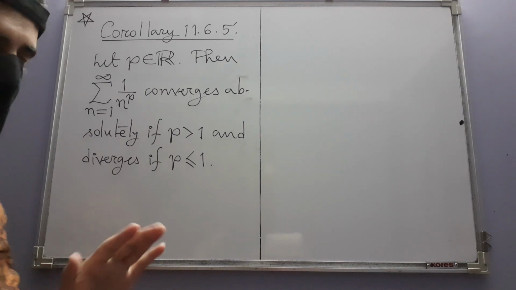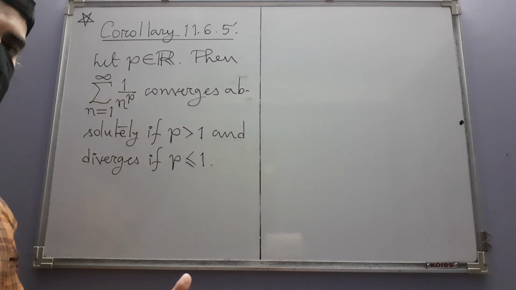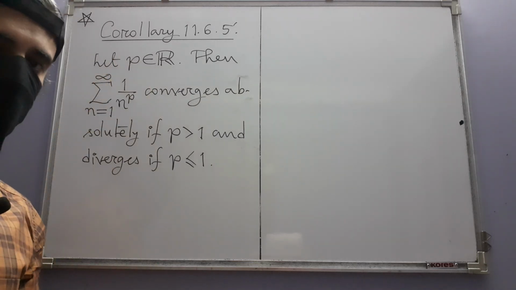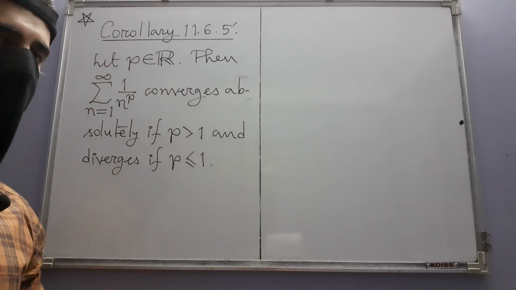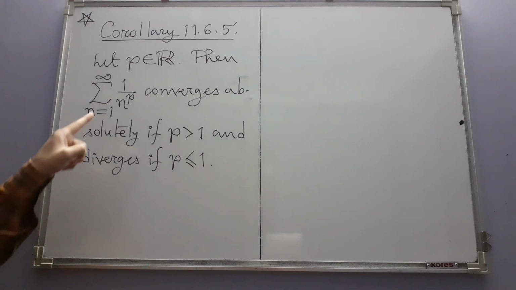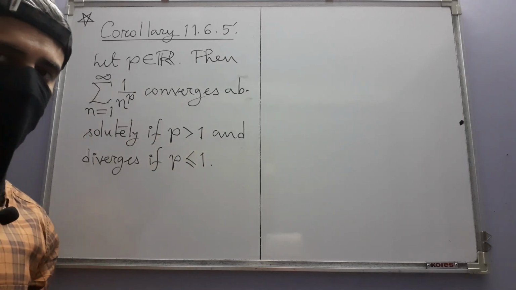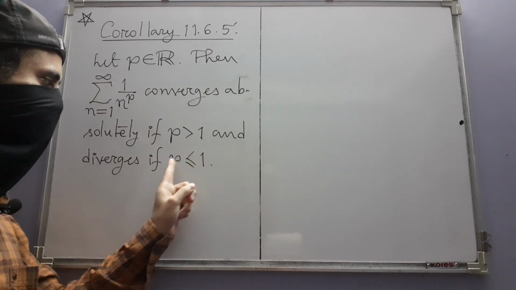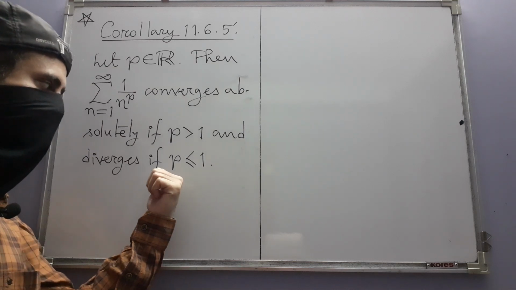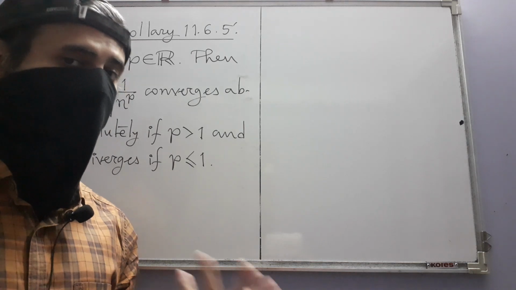P is not changing. N is changing, but p is fixed. It's some real number. P can actually be negative, positive, it can even be zero, it can be rational, irrational, anything. And the claim is that this converges absolutely if p is greater than 1 and diverges if p is less than or equal to 1. And in this second condition, even those cases are also included where p can be negative.